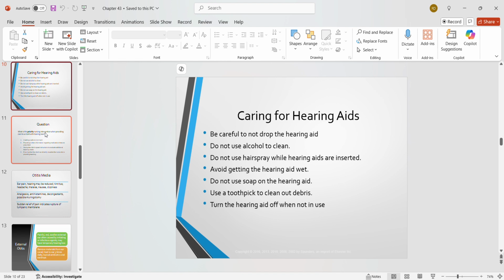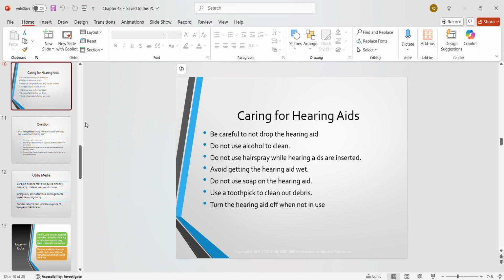When you store a hearing aid, it's designed to be in a case or a charger, especially if it's rechargeable. For non-rechargeables, store them in a dry, cool place and consider using a dehumidifier overnight. Avoid getting the hearing aid wet. Remove them before showering, swimming, or washing your face. Do not use hairspray or other hair care products while wearing a hearing aid.